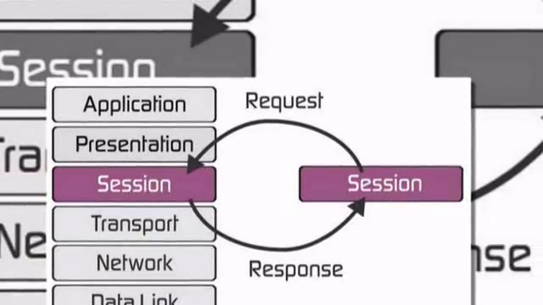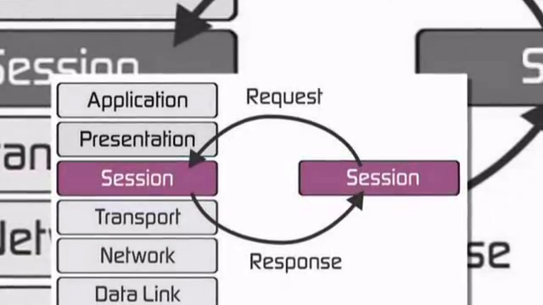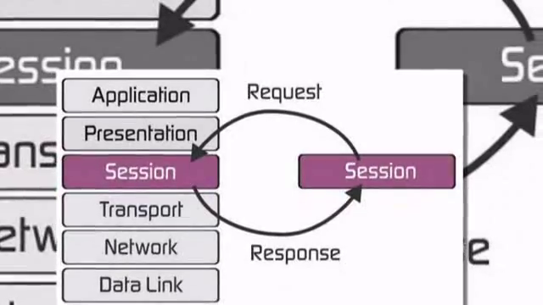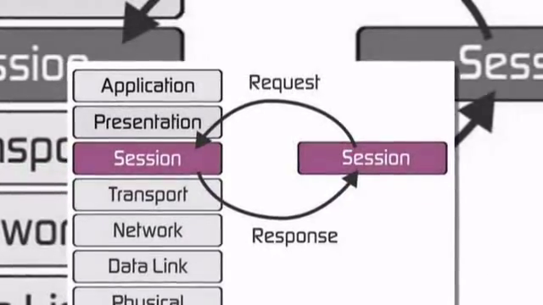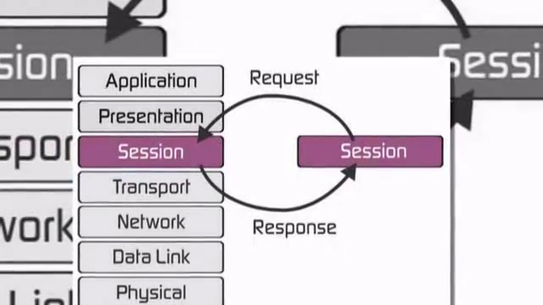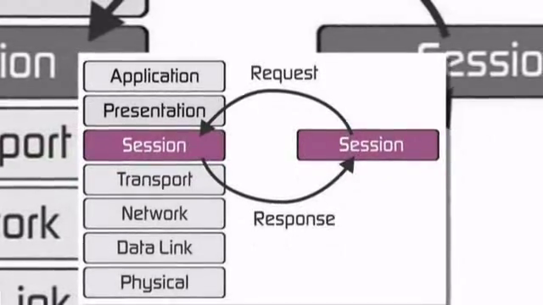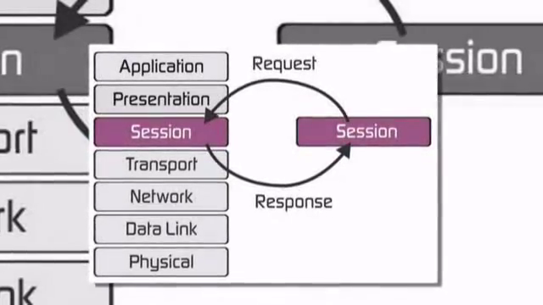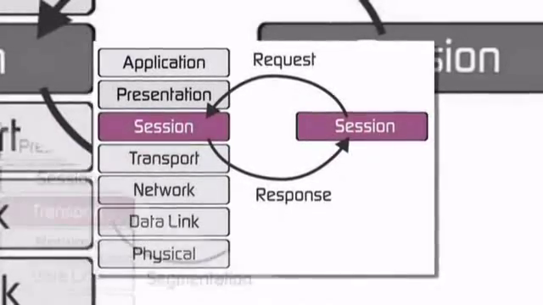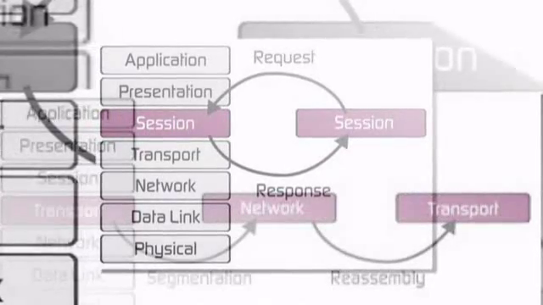Layer 5, the Session Layer. This layer sets up, coordinates, and terminates conversations. Services include authentication and reconnection after an interruption. On the Internet, Transmission Control Protocol or TCP and User Datagram Protocol or UDP provide these services for most applications.